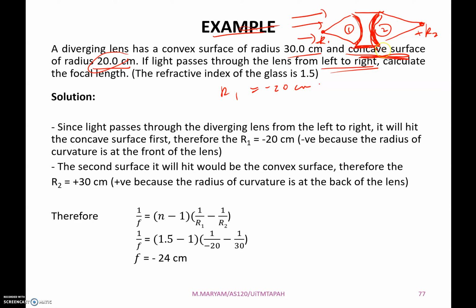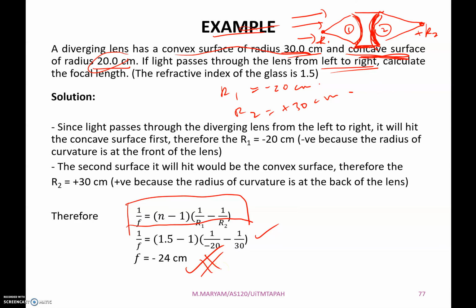So my R2 is at the convex surface, so the convex surface will be 30 cm, positive 30 cm. Put it inside the equation. Since this lens is in air, it's not mentioned that the lens is in another type of medium, so we can assume that it is in air. In air, we can use this equation: (n - 1) times (1/R1 - 1/R2). Put in all the values and you will get negative 24 cm.